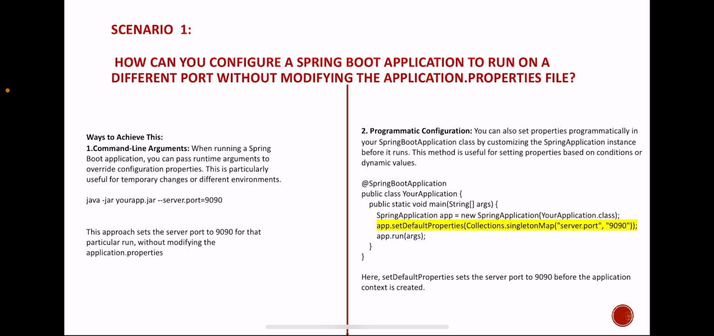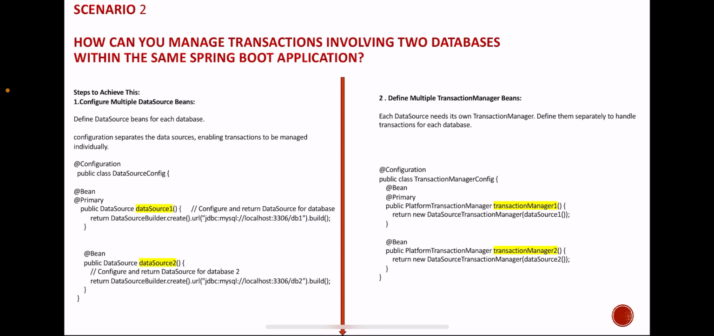The other one is programmatic configuration. You will have a class where you've used the annotation @SpringBootApplication. There you can create a SpringApplication app equal to new SpringApplication and set the default properties. Then you can define a singleton map where you can provide the server.port and the value which will be taken. So these are the two ways where you can run on a different port without modifying the application.properties file.